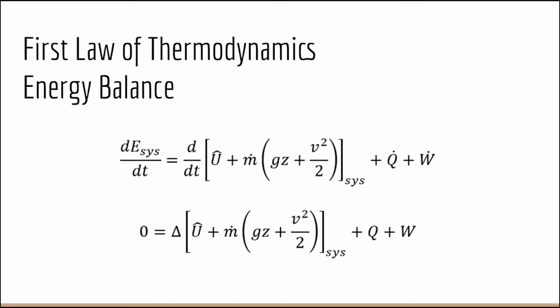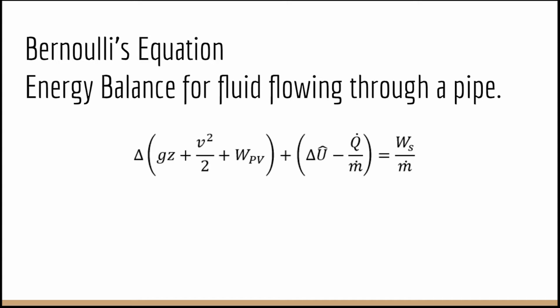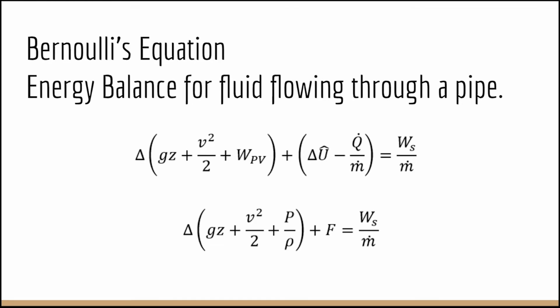The work of the system is the sum of the flow work and shaft work. Rearranging the energy balance and dividing by the mass flow rate, it now becomes the following equation. The flow work or pressure volume work is equivalent to pressure over density. The Q or heat term is combined with the change in internal energy and becomes the friction loss throughout the system. Finally, the equation becomes this final form as shown here. This equation is known as Bernoulli's equation.